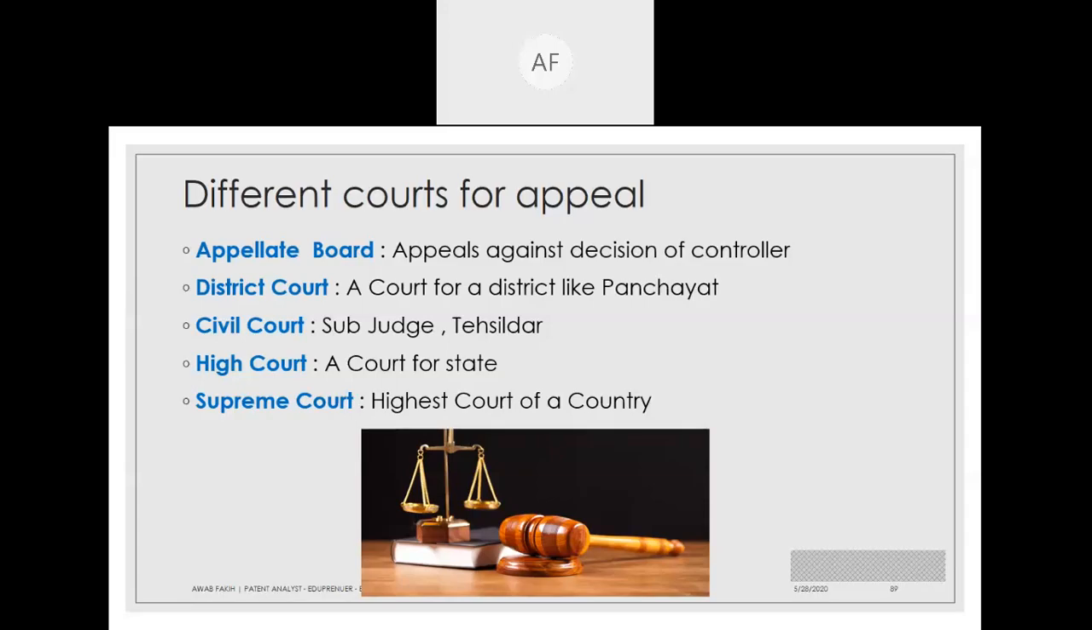The next one is we'll talk about the patent office. How many patent offices are there in India? Amazing. So could you help me: for North India jurisdiction, where is the patent office? Amazing. East India? Amazing. West India? And South India.